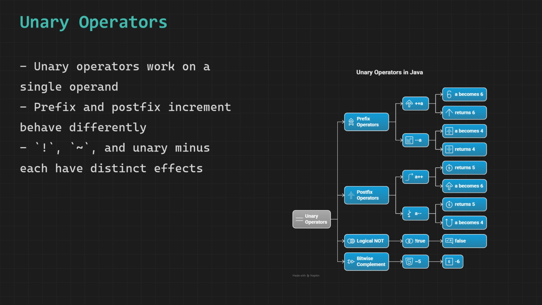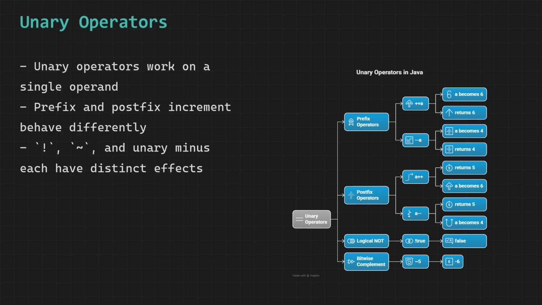For example, if a equals 5, then b equals prefix increment a gives b the value 6 and a is now 6 because the increment happened first. But b equals a postfix increment gives b the value 5 and a becomes 6 afterward because the original value was used first and then incremented. This distinction is critical in loops and complex expressions.